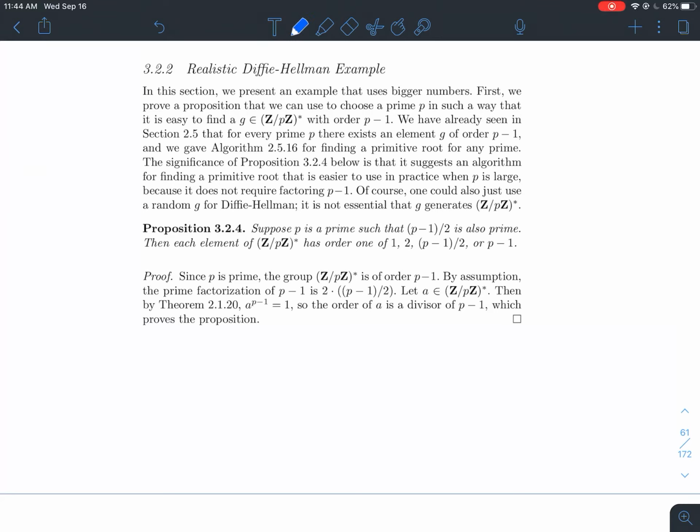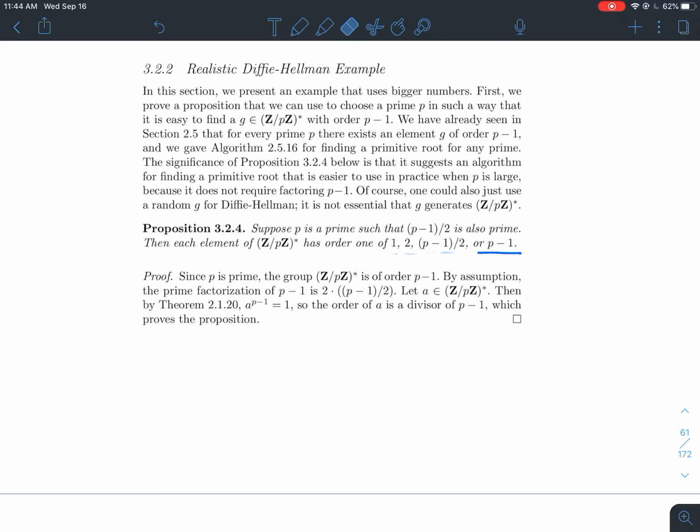So in particular then, if I've got Z mod p Z star, its order is p minus 1, then I can tell you also that each of its elements has to have order 1, 2, (p minus 1) over 2, or just p minus 1. So there are only 4 possibilities for what the order of an element in this particular group is. And again, that's when p is a prime such that half of p minus 1 is also prime.